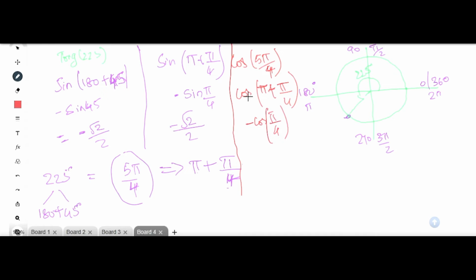It doesn't get changed, right? The trigonometric function remains the same because you're moving from 180 degrees. Only thing you should be careful of is the sign. Sign also you have taken care of. So it is negative cos of pi by 4. So what is negative cos of pi by 4? It's the same, minus root 2 over 2. Right. So let's immediately solve for tan of pi by 4.